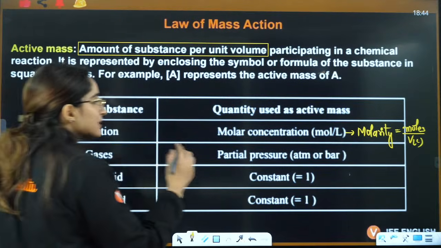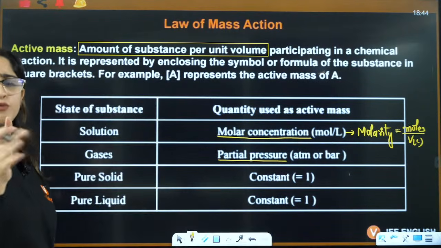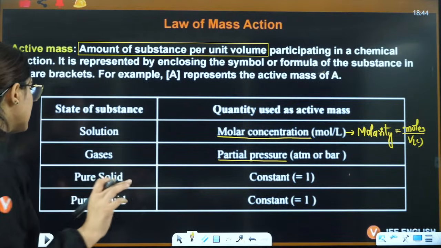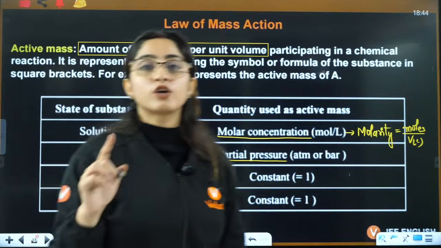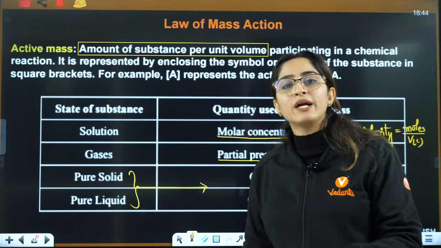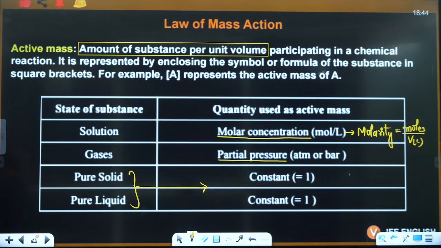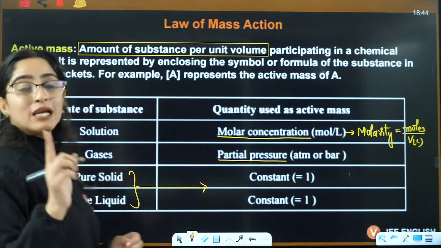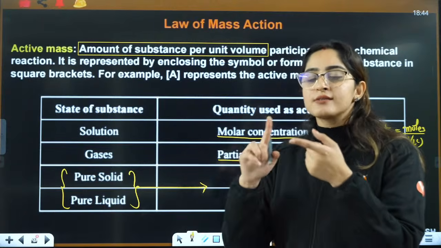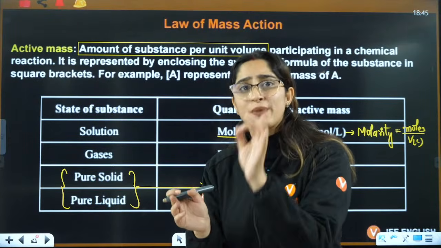When you have gases, then you will use partial pressure. Partial pressure will be in atmospheres or in bar, whatever is given in the question. Usually it will be atmospheres. Then for pure solid and pure liquid, it is always a constant, and that's why we say that active masses of pure solid and pure liquid are taken as one. This is a very useful thing that we will use in our questions, right? So pure solid and pure liquid have active mass 1. Solution will be in terms of concentration, that is molarity, and gases will be in terms of pressure, right?